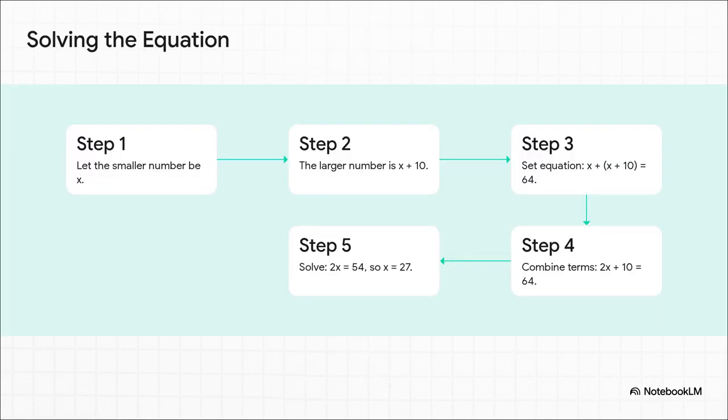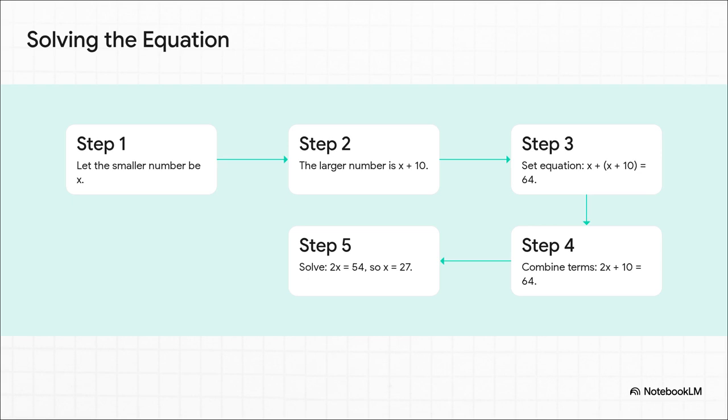All right, let's break this down step by step so we don't get overwhelmed. Step 1, we honestly don't know the smaller number, so let's just call it x. Step 2, the problem says the larger number is 10 more, so that has to be x plus 10. Step 3, their sum is 64, which instantly gives us our equation. x plus x plus 10 equals 64. Actually, notice how the expression mathematically becomes an equation the exact second we drop that equal sign in there?